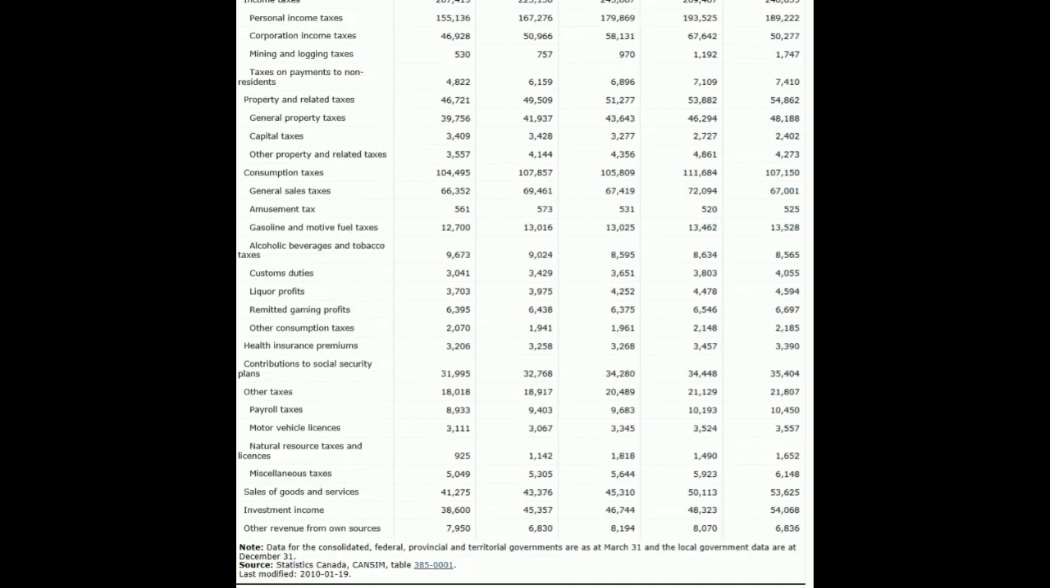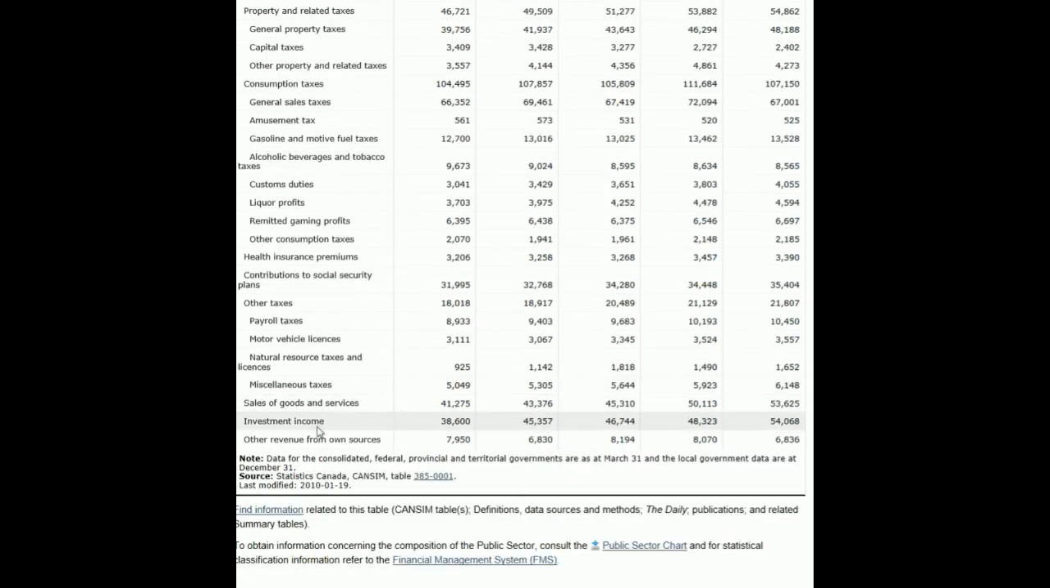And I'll just show you the rest of the list because there's another big one here. From their investment income, they generated $54 billion, the Canadian government. And from sales of goods and services, they generated $53 billion. So when you look, the motor vehicle licenses that we are paying for as individuals, and we understand that they're claiming that we're operating in a commercial capacity, we're paying $3 billion. They're generating revenue of $3 billion for that.